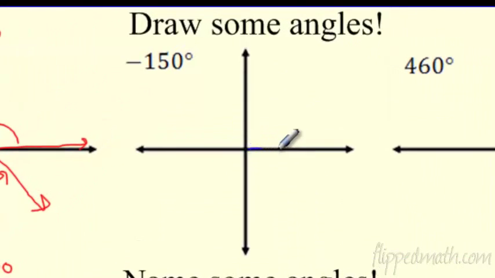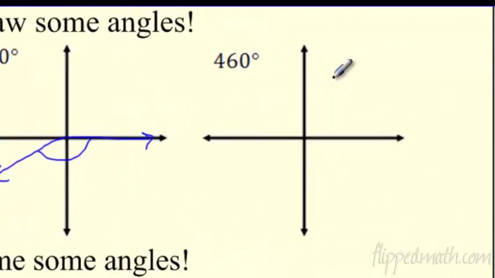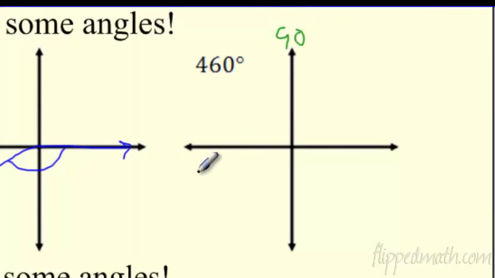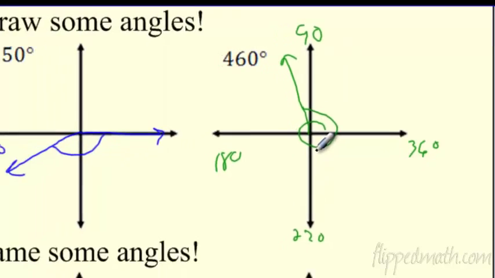Sure thing. So we're starting over here, and I want to draw the negative. Well, this would be negative 180, so I'm going negative 150, and can I ballpark it like this? This is negative 150 degrees. How about 460? Sure. Well, I can go 90, 180, 270, 360. I'm going to go past 360. How far past it? I'm going to go 100 past it, so I'm going to go all the way around, plus an extra 100, so I'm going to end up something like this. Boom. So that is a 460-degree angle. Cool.